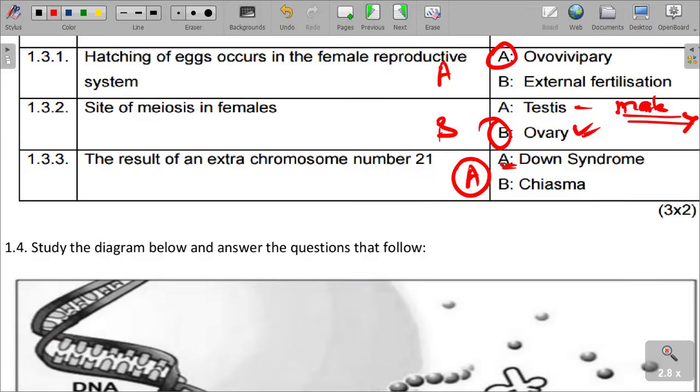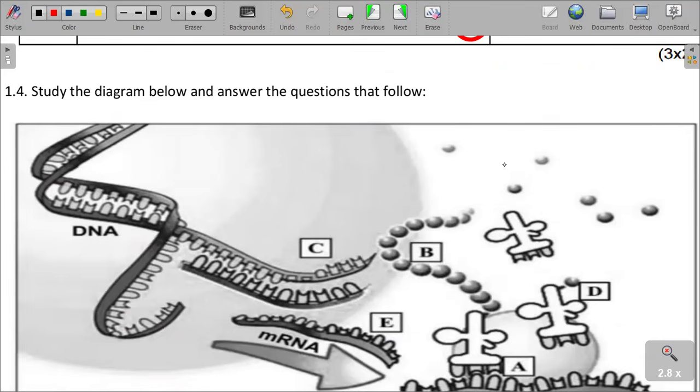2N zygote is fertilized by an N, which results in 3 sets of chromosome 21. Then that individual, if the egg develops to birth, results in a young one with a disorder defined as Down syndrome.